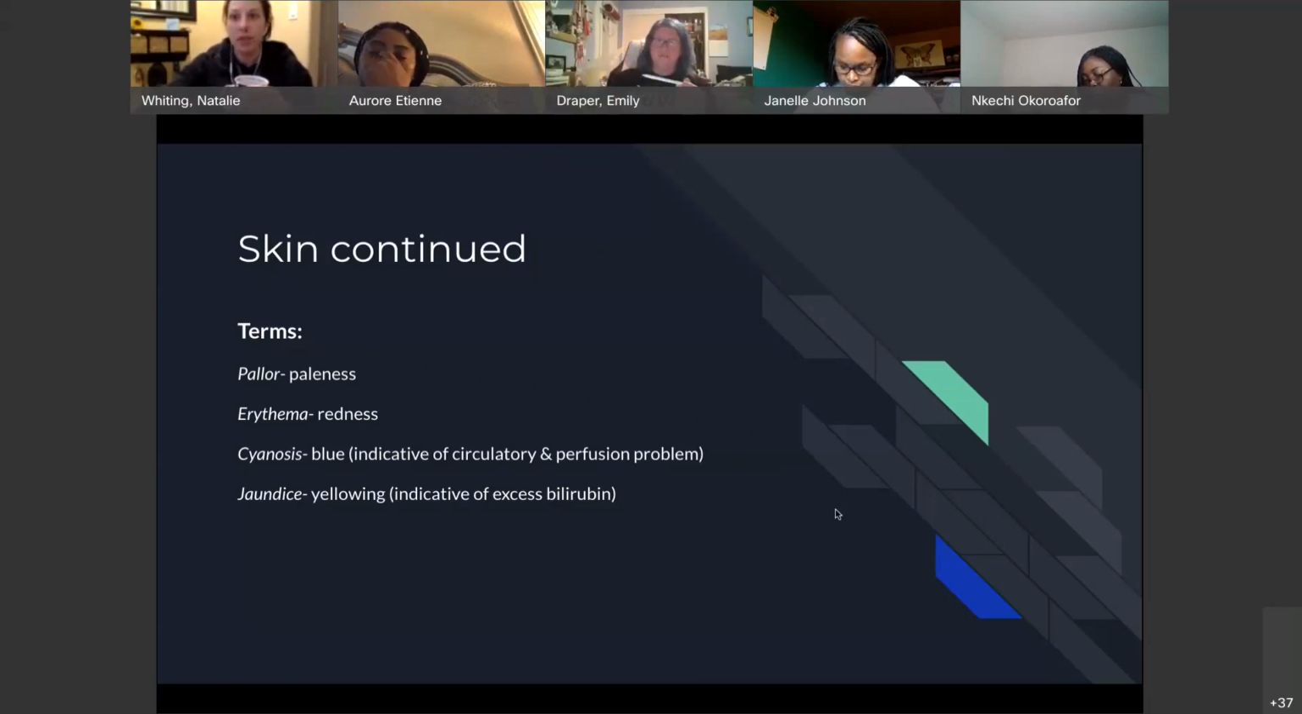So unstageable is usually going to end up being a stage 4, but unstageable is where you see eschar on there and you cannot see to what level. You can't see bone yet. You can't see what level of the tissue it's at, or the skin layer, until you debride it. But it's likely a stage 4.